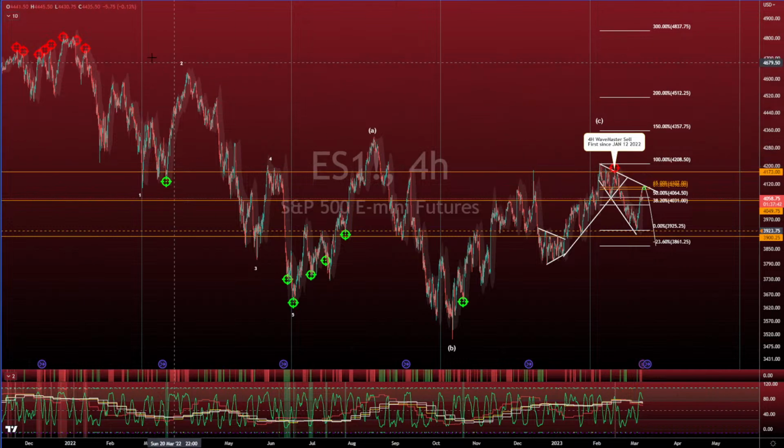and that was the first time we had gotten a Wave Master sell signal since January 12th of 2022. So this was the last 4-hour sell that we got before the one that we just received on February 14th. And if you've been watching me for any amount of time, I've been talking about Valentine's Day for a long time. That was a key cycle day, not on the ES futures, but on SPX. And we got to that, and it just so happened that we got a sell signal here on the Wavemaster.